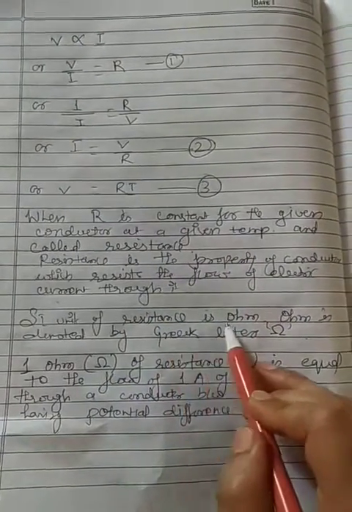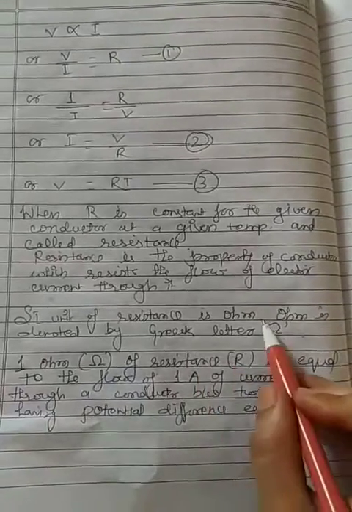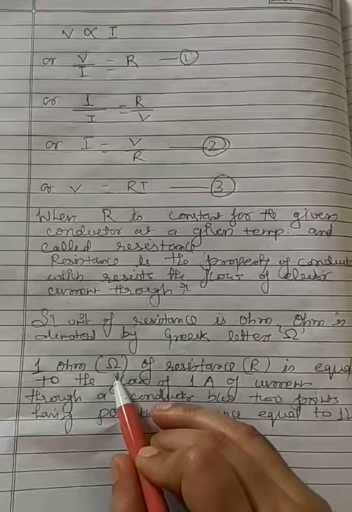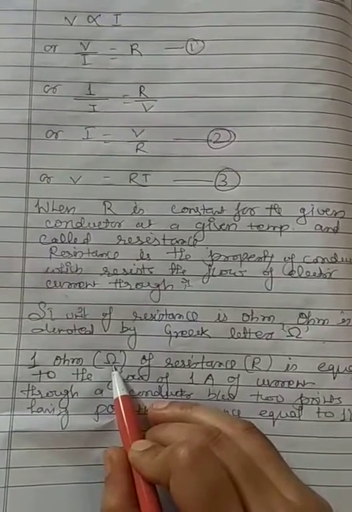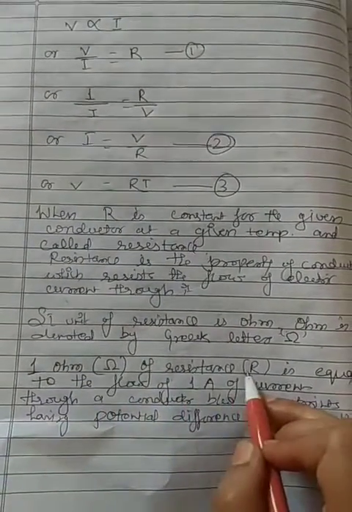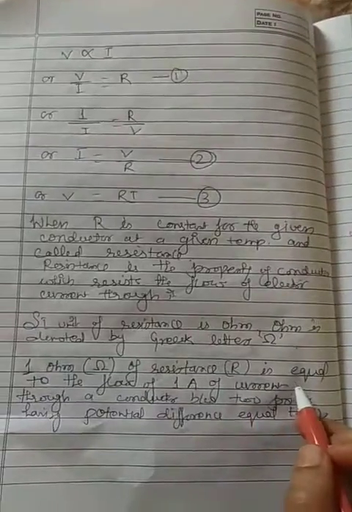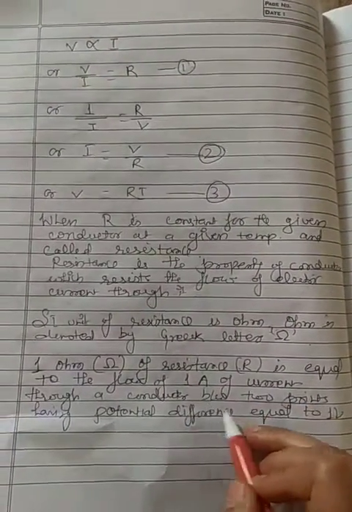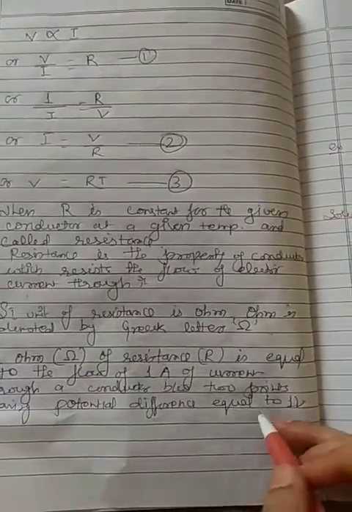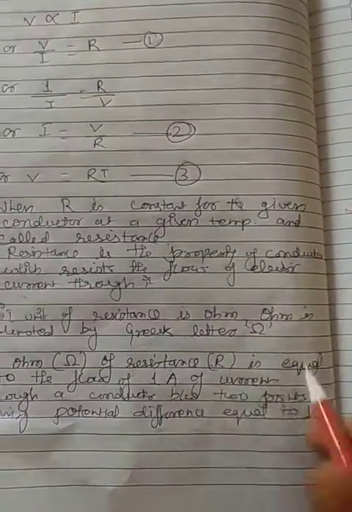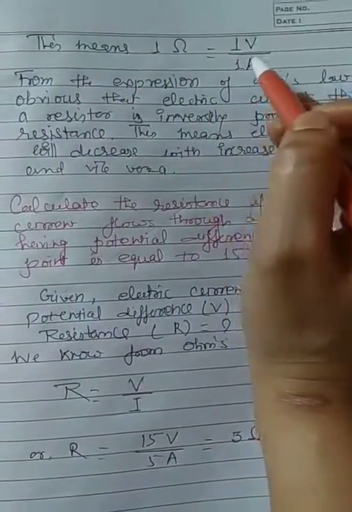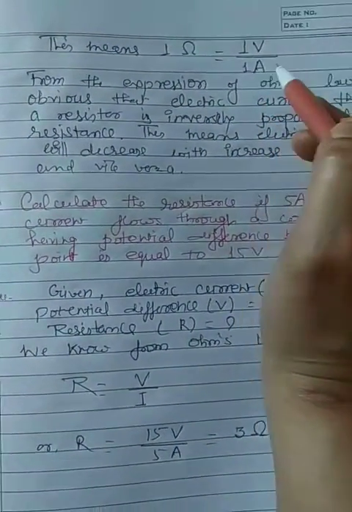The SI unit of resistance is the ohm, denoted by this symbol. R is the symbol of resistance. One ohm is equal to the flow of 1 ampere of current through a conductor between two points having a potential difference equal to 1 volt. This means 1 ohm is equal to 1 volt divided by 1 ampere.